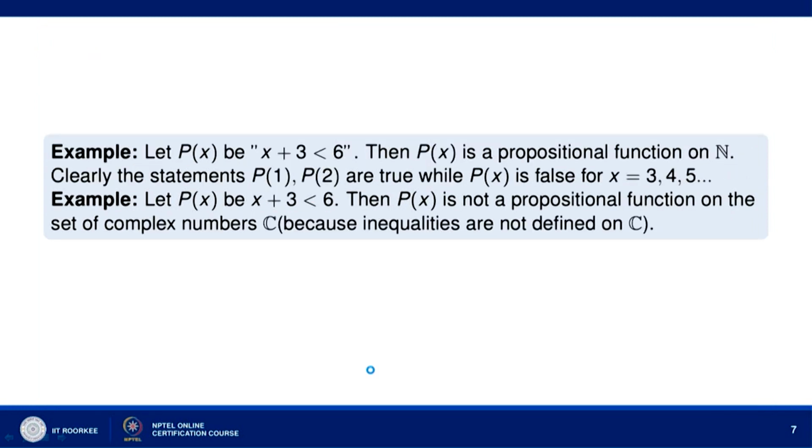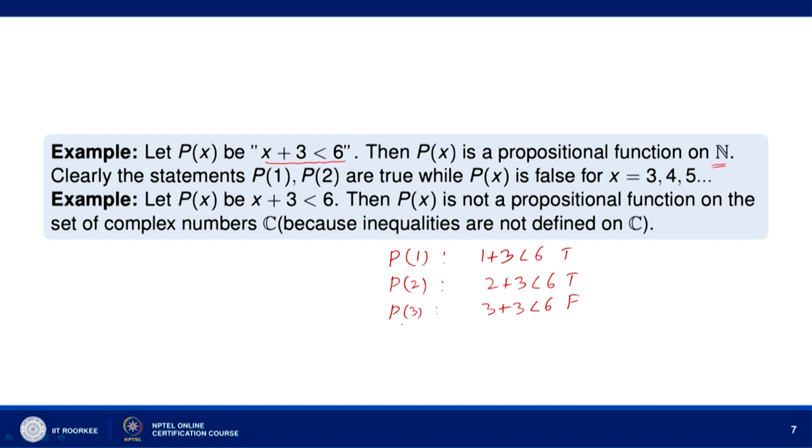Now, let us take another example. Let P(x) be x plus 3 less than 6. Then P(x) is a propositional function on the set of all natural numbers. Clearly, the statements P1, P2 are true. P1 is 1 plus 3 less than 6, which is true. P2 is 2 plus 3 less than 6, which is again true. Now, when x takes value 3, P3, then 3 plus 3 less than 6 is false.